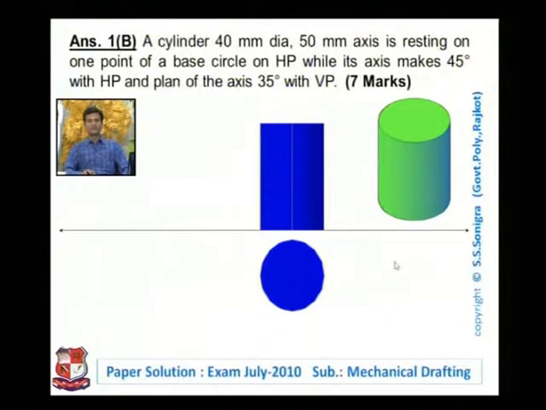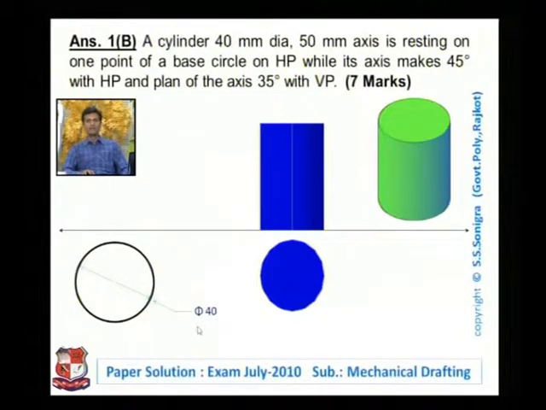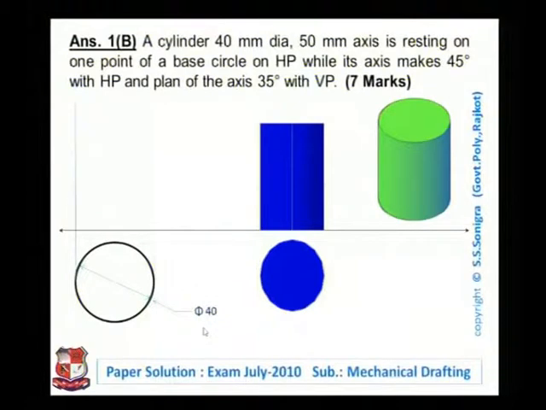Draw the XY line, which represents the intersection of HP and VP, and then draw a circle of the given diameter. Here the cylinder diameter is 40 mm, so draw a circle of diameter 40 mm. Insert the dimension, and take projections from the end points. Height is given, that is 50 mm.